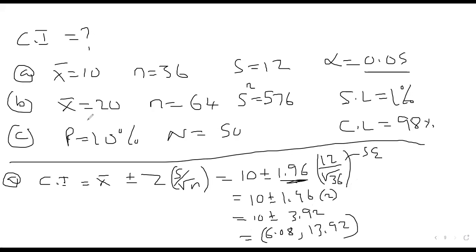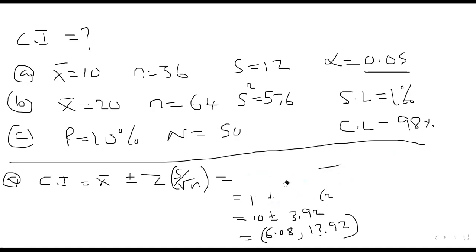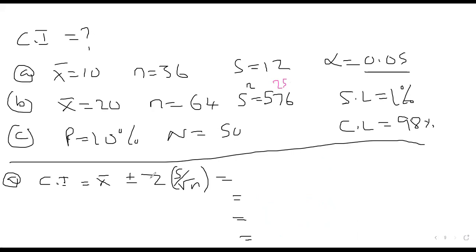Let's go to part B. For part B, we're going to use the same formula, except that we've been given the variance. So we can take the square root. What is the square root of 576? It is 24, as the standard deviation. So we can use the same formula here.